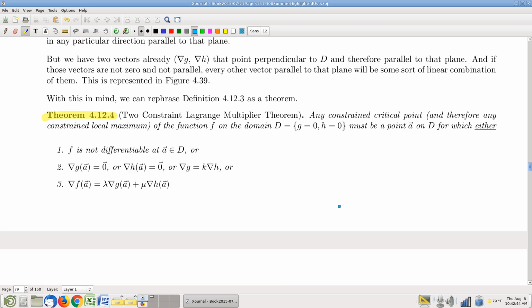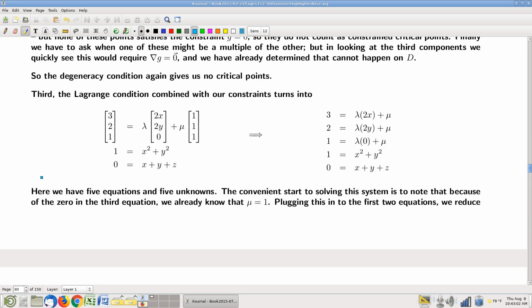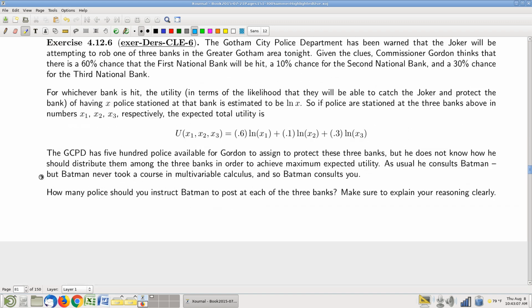All that happens is there's a harder picture to draw, and you get an extra term in your Lagrange condition, and you get some extra degeneracy conditions. You have 3 degeneracy conditions instead of just 1. But strategically, it's about the same. Here's an example that works through how the algebra plays out. But this is not something that y'all are responsible for in this course.